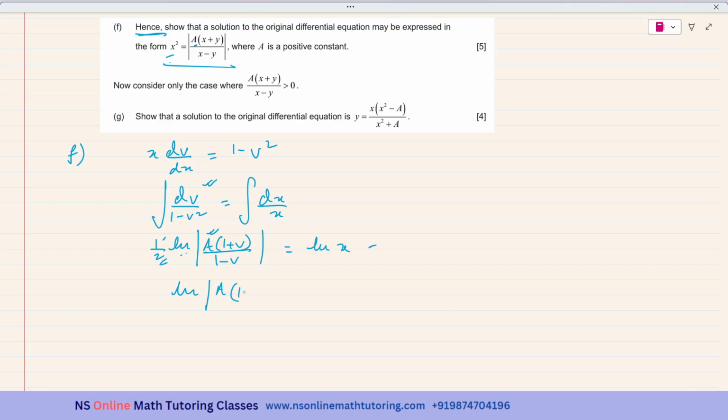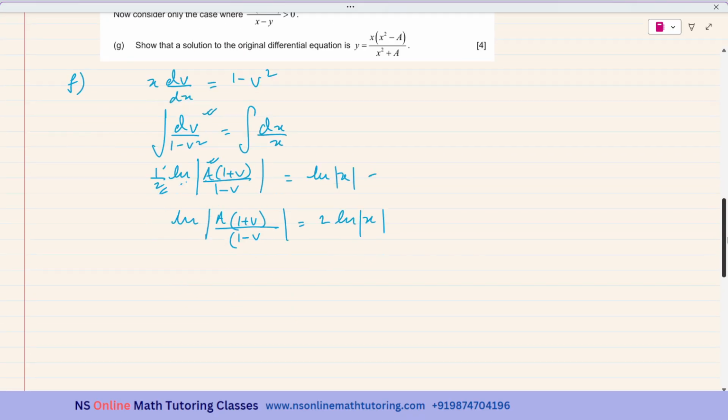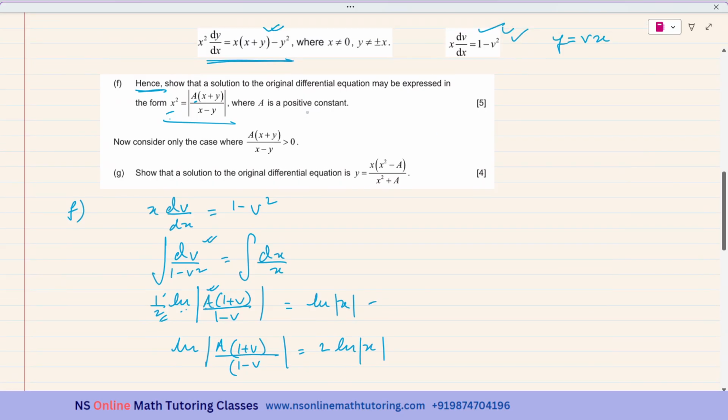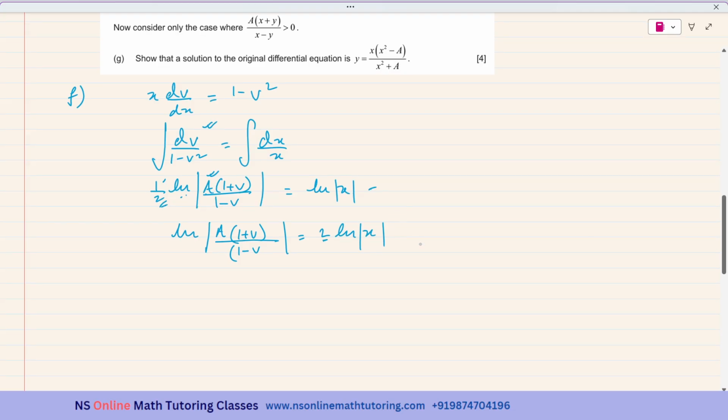So I get 1 plus v over 1 minus v is equal to 2 ln of x. Sorry, this should be within the absolute value notation. And since we are asked to get the solution in form of x square, I can transfer this 2 to the power of x. So this will be equal to 2 ln of absolute value x square. And absolute value x square, I can remove this absolute value notation because x square is always a positive term.